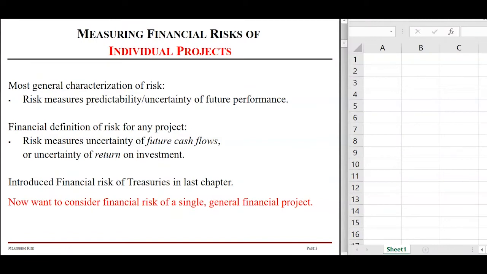Okay, so we want to start by measuring the financial risks of individual projects, single projects. In general, a good characterization of risk inside finance, outside finance is just measuring the predictability or uncertainty of future performance. So translating that into finance, we're going to be looking at measuring the uncertainty of future cash flows or the uncertainty of return on our investment. And in the last chapter, we introduced some of this by looking at the risk of Treasury securities. Now we want to consider the financial risk of a single general financial project.